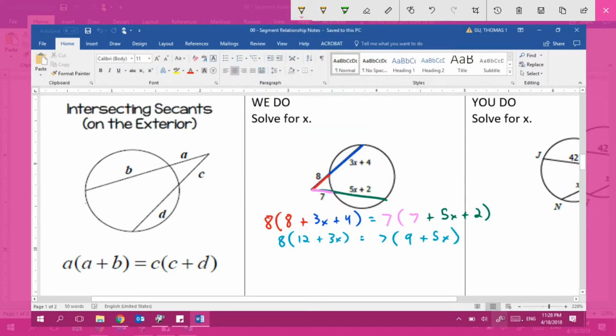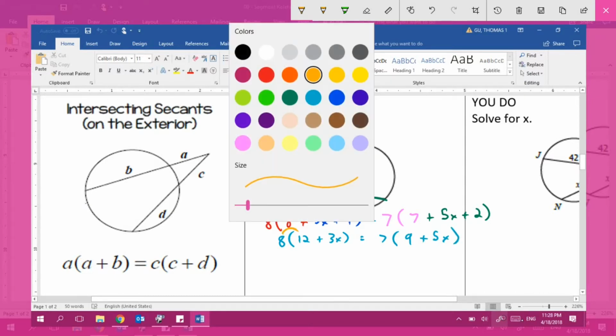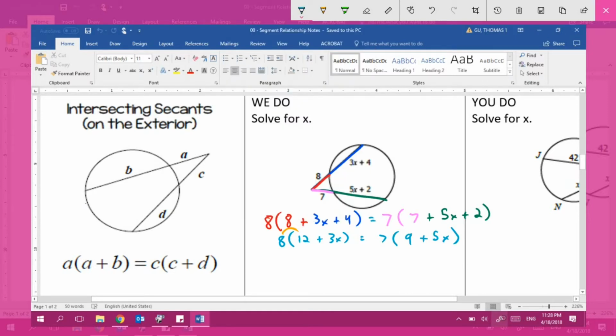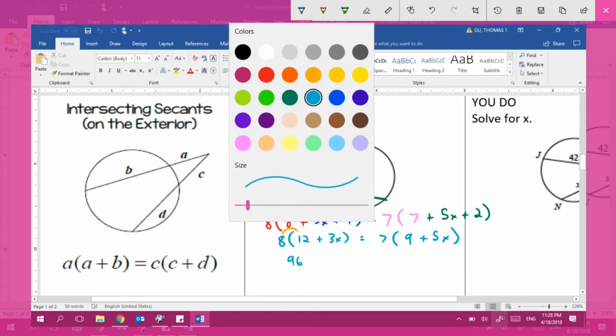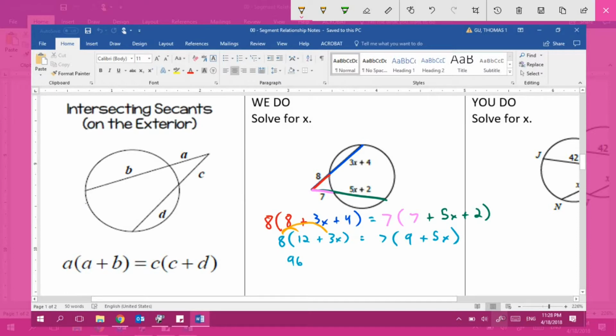All right, now we're going to have to distribute. So we got 8 times 12. What is 8 times 12? That is going to be 96. Then we've got 8 times a positive 3x. 8 times 3x is plus 24x, equals, what do we have on this other side? 7 times 9. That's 63. And then we have 7 times 5x. That is plus 35x.